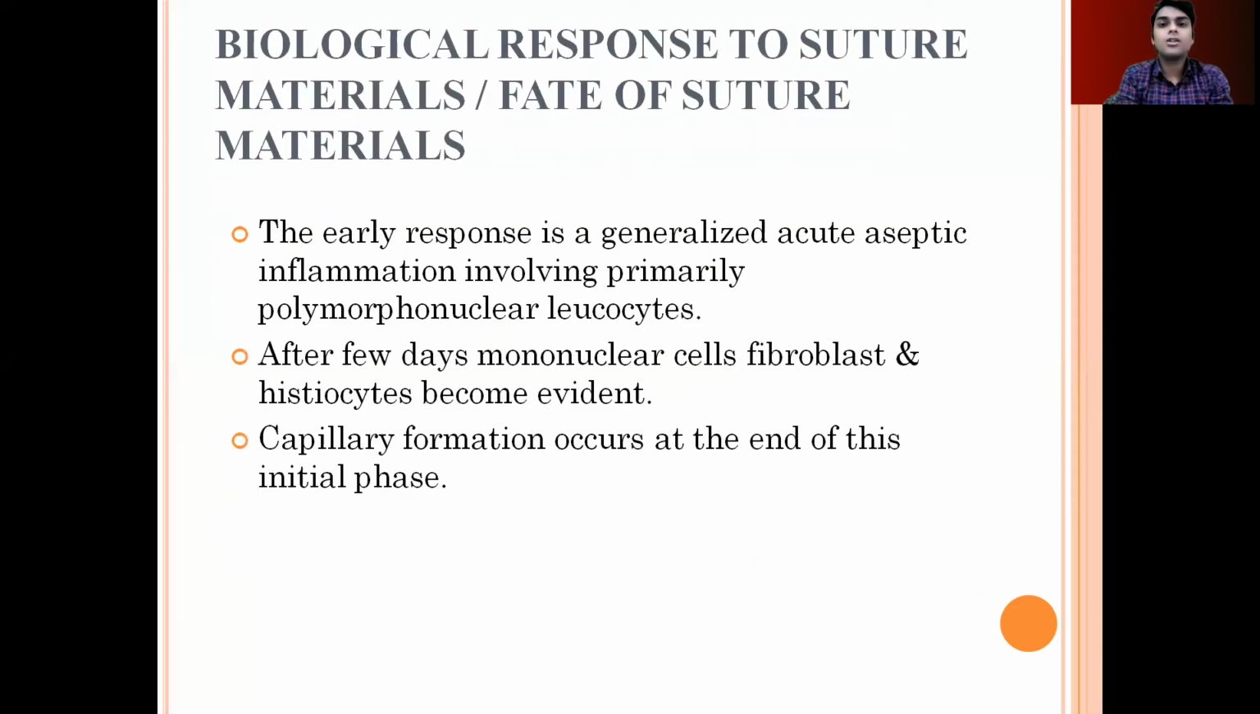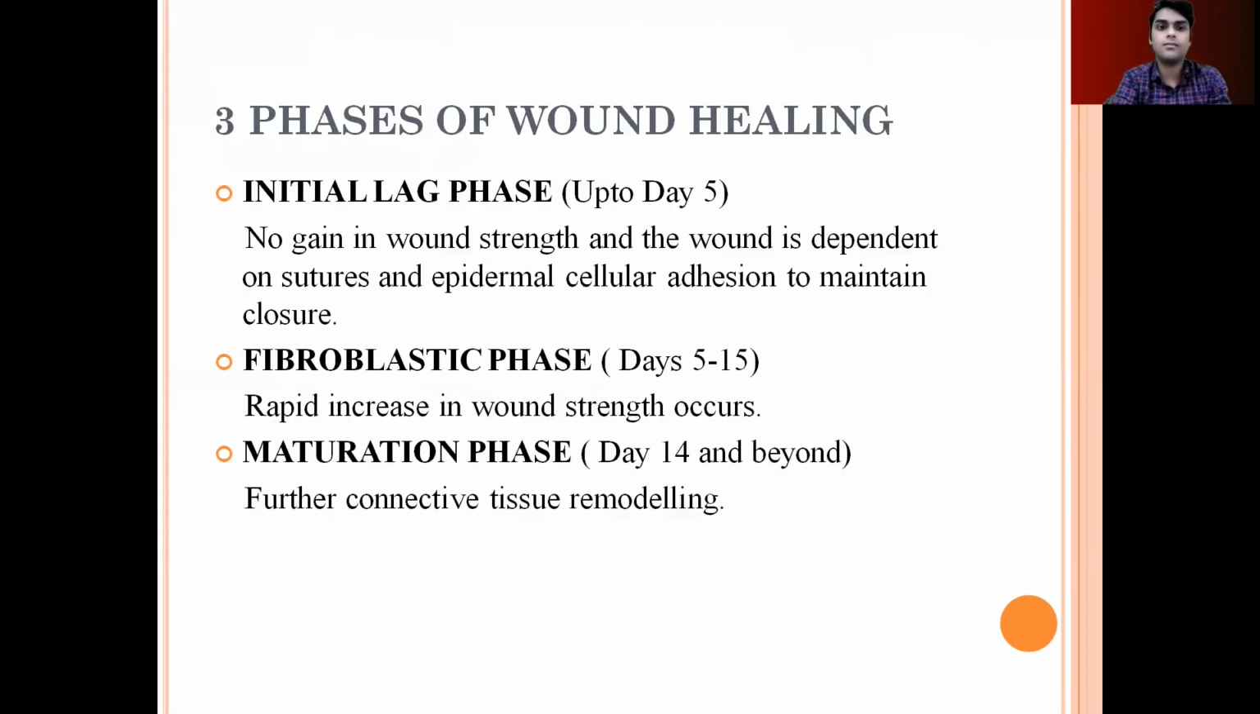Coming to the biological response to suture materials, the fate of suture materials. The early response is a generalized acute aseptic inflammation where the primary polymorphonuclear leukocytes are involved. After a few days, the mononuclear cells like the fibroblasts and histiocytes are involved, and then there is capillary formation at the end of the initial phase.